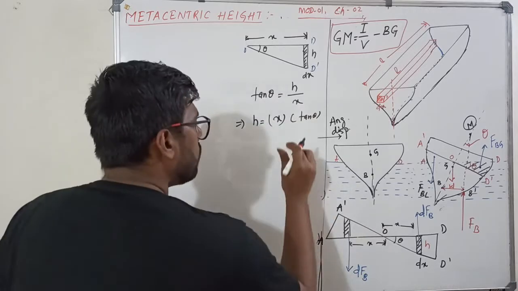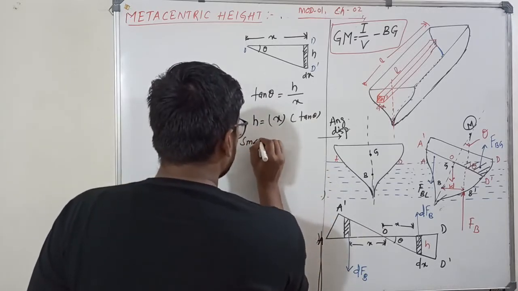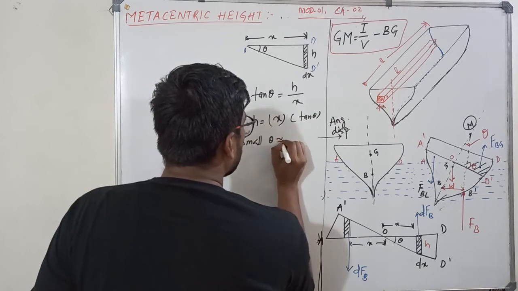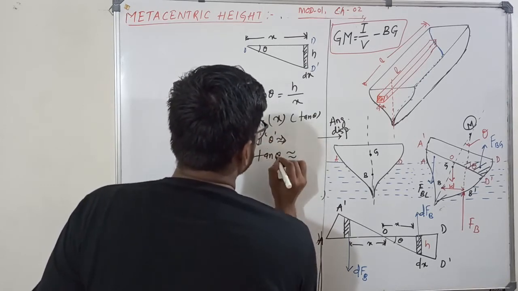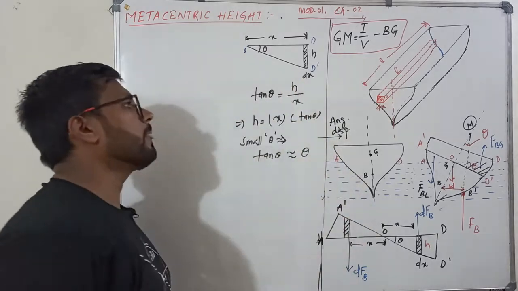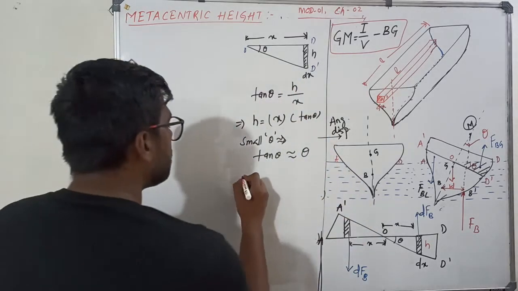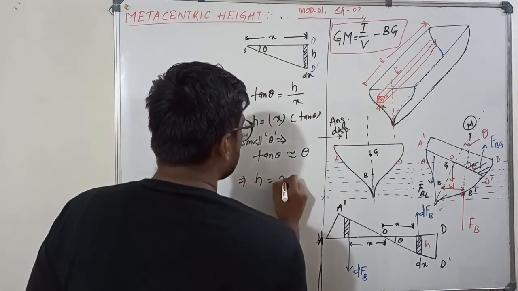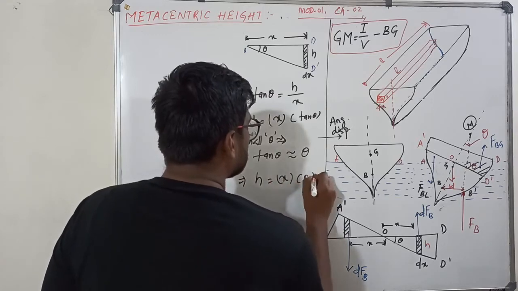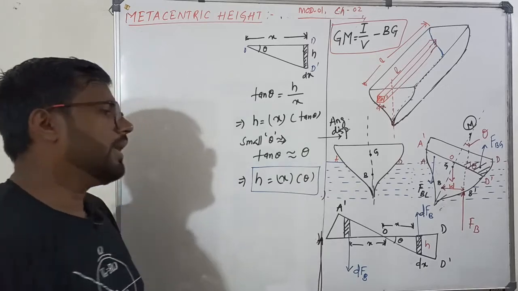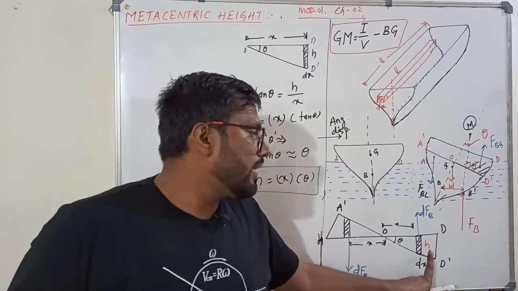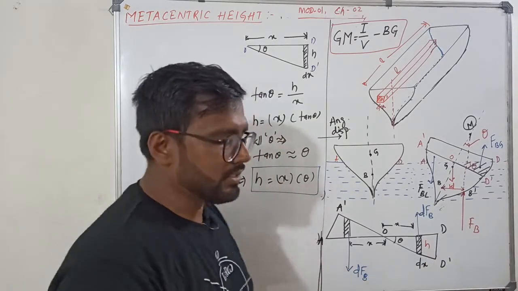So for any small angle theta, what is tan theta? For any small angle theta, tan theta is theta itself. So this implies h is equal to x into theta. So now I know the height of the elementary strip.